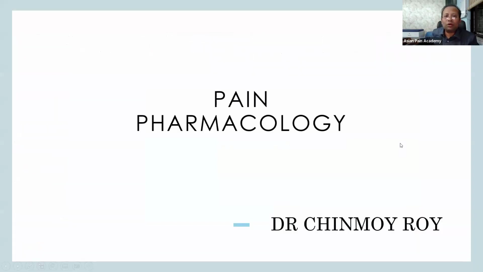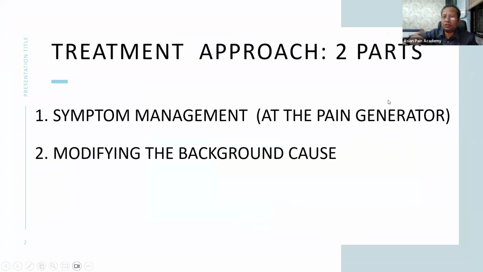Okay, so today we will talk about pain pharmacology. We have already talked about pain anatomy and physiology, and anatomy and physiology is very much related to pain pharmacology. So, first thing, our treatment approach for any patient is in two parts. One is symptom management, and second is modifying the background cause.